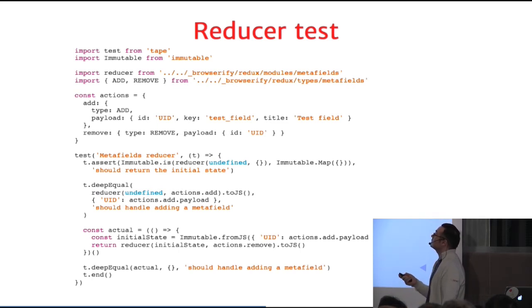Here I create fixtures for my actions, and then I test if the metafields reducer returns the initial state, how it handles adding a metafield, and I have an error, a typo here. It should say should handle removing a metafield.